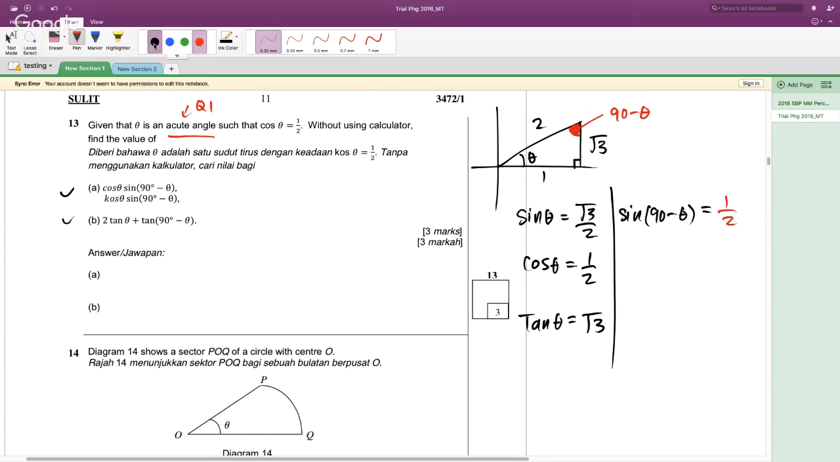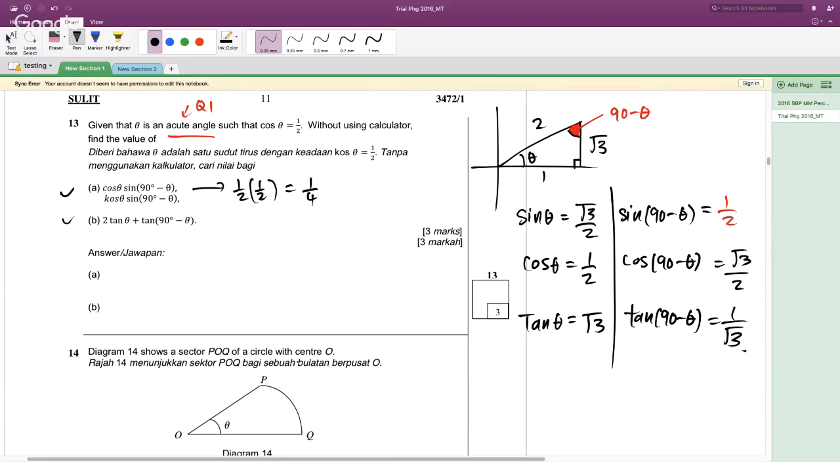And then I will do the same thing for cos 90 minus angle. Then you pay attention on 90 minus angle. AH, adjacent is square root 3, and then hypotenuse is 2. Okay, then I do the same thing for tangent 90 minus angle. Tangent is OA. O is 1, A is square root 3. It's 1 over square root 3. Okay, I got everything ready. Then I just substitute in here. So the first one, cos angle is 1 over 2. Sine 90 minus angle is 1 over 2. So the first one answer is just 1 over 4. Then same thing for this one. 2 tangent angle. Tangent angle which is square root 3.